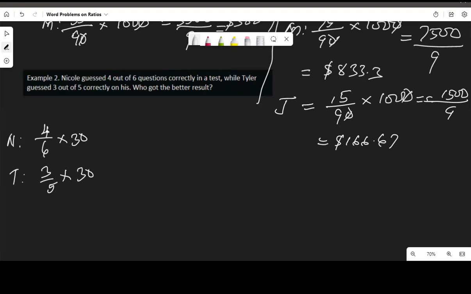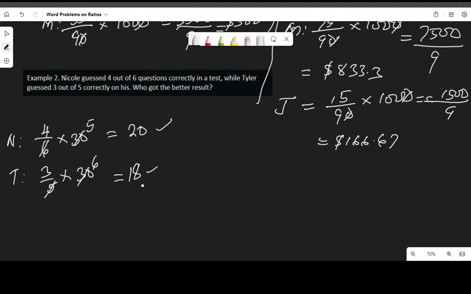When I multiply Nicole's by 30, 6 goes 1 time, 6 goes 5 times. 4 times 5 is 20. For that of Tyler, 5 goes 1 time, 5 goes 6 times. 3 times 6 is 18. So, looking at this, Nicole is more than Tyler because Nicole's is 20, while Tyler's is 18.